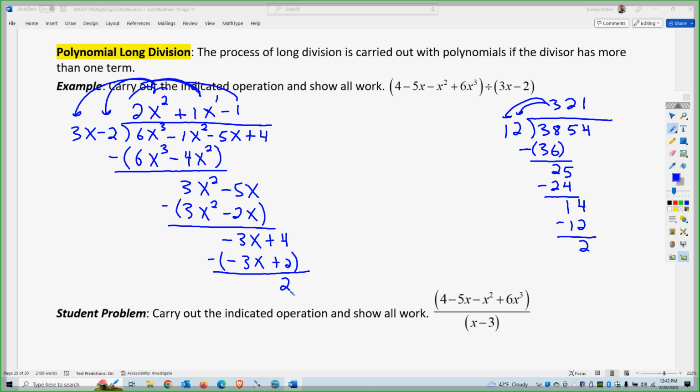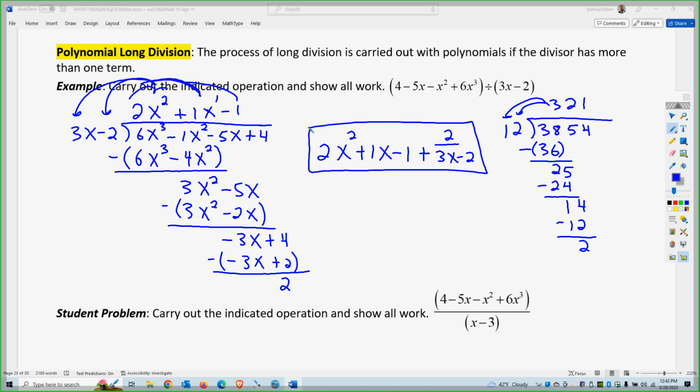So my answer is 2x squared plus 1x minus 1 plus a 2 left over, which is 2 over 3x minus 2, because that's what I was dividing by originally, right? That was the original thing I was dividing by. So over here, it'd be 2 over 12 in the grade school example, right? Okay. All right, pause the video and try the student problem for yourself.